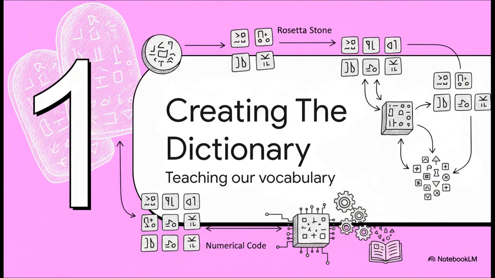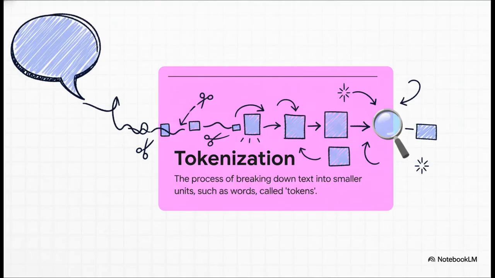Okay, so first things first, we have to create a dictionary. You can really think of this like a Rosetta Stone for the machine. We're going to give every single word a unique numerical code that it can actually process. But before we can even build that dictionary, we need to do something called tokenization. Now, it sounds fancy, but it's a really simple idea. We just take a sentence and break it down into its individual parts, or tokens, which for us are basically the words. This is step one for bringing some order to the chaos of human language.